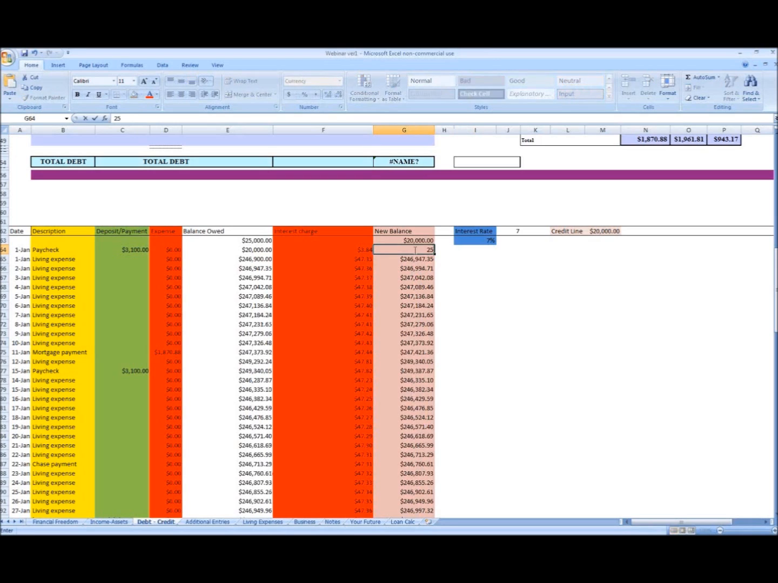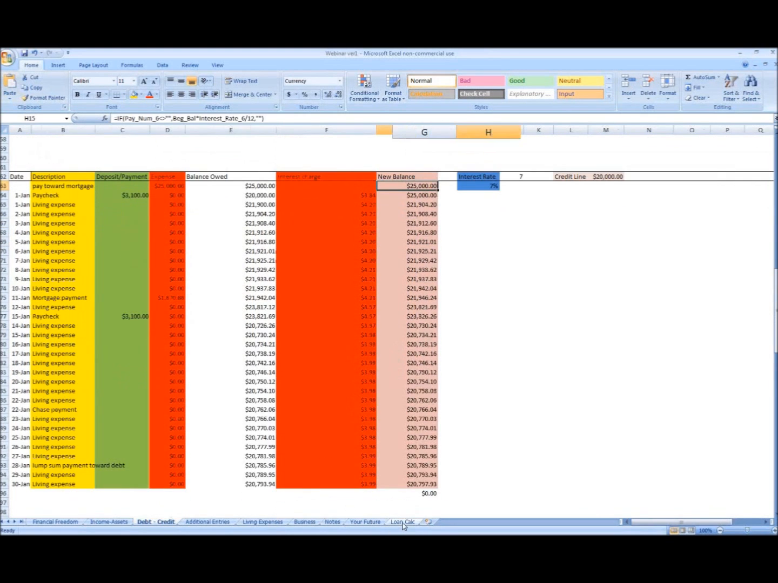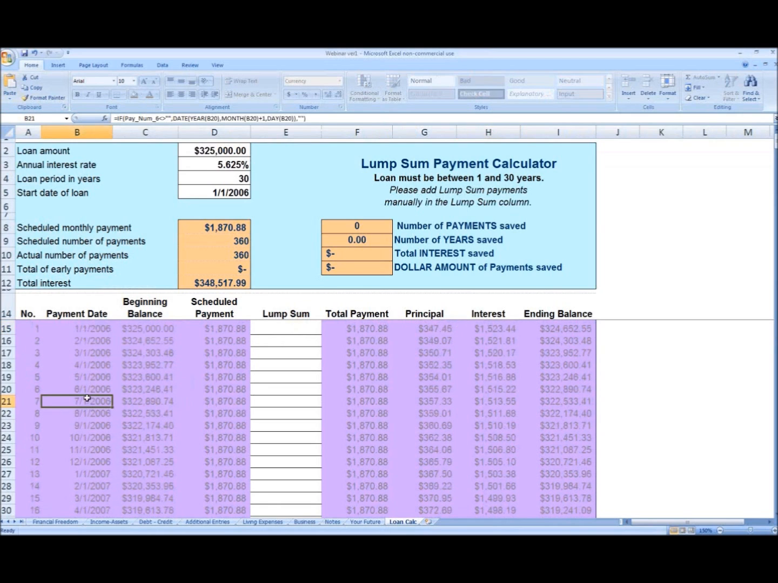Not 250. And what we're going to do, just like that text example said, is we're going to open up this line of credit, and we're going to immediately write a check. We're going to pay a lump sum payment of $25,000, right? Pay towards your mortgage, 25 grand, right? So you have an expense of 25 grand, and your new balance when you start is $25,000.